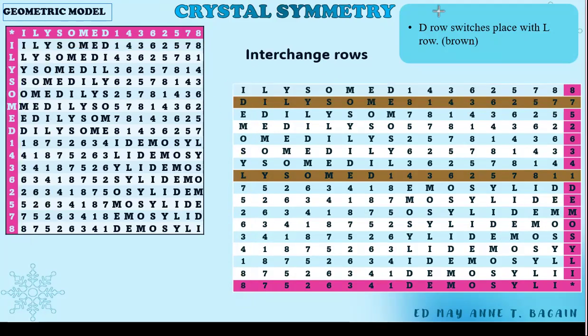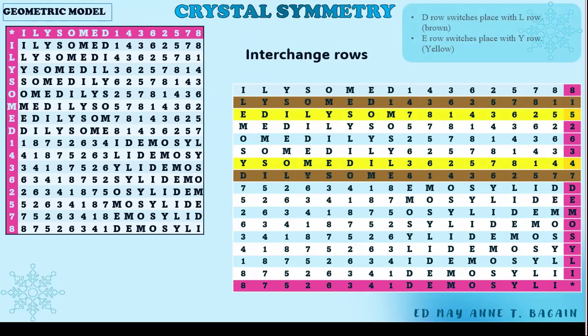So we will be interchanging some rows. We will be starting with the D row, which switches place with the L row, which is the brown one. We will put this one here, and then the L would be here at the D. Then the E row is switched with the Y row, which is the yellow one. We will be switching the Y to E so that it will be ILY. And then what will be the next? Let's check.